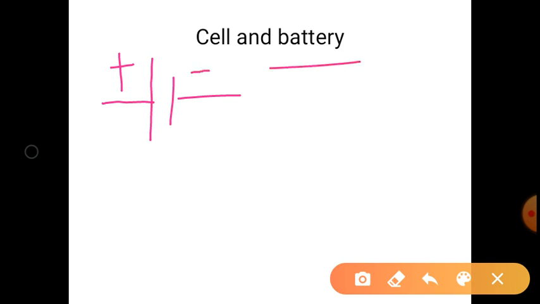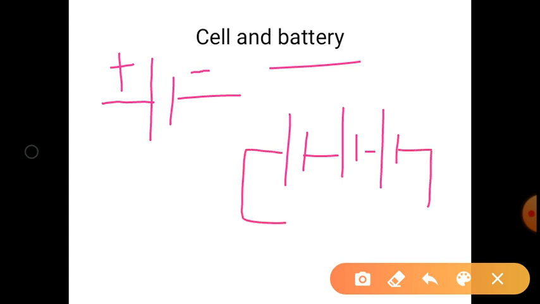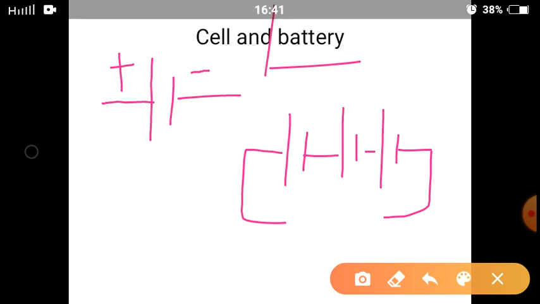And a battery is a combination of a number of individual cells connected either in series or parallel according to the load. So a number of cells are connected in one circuit to make a battery according to the load, whether we want high voltage or high current. Based on this, we will see the design of this battery.